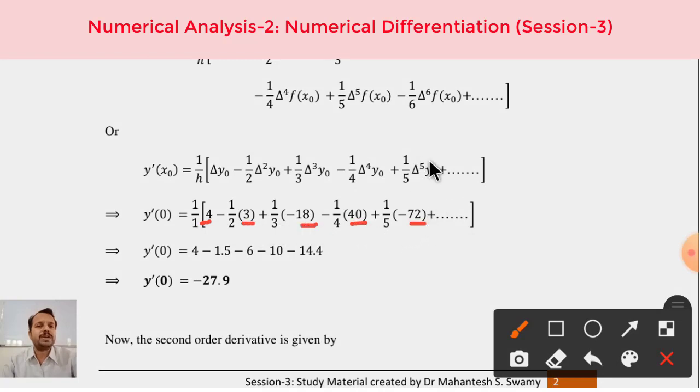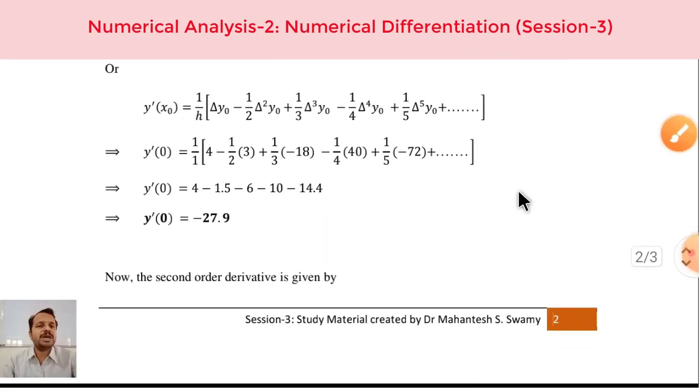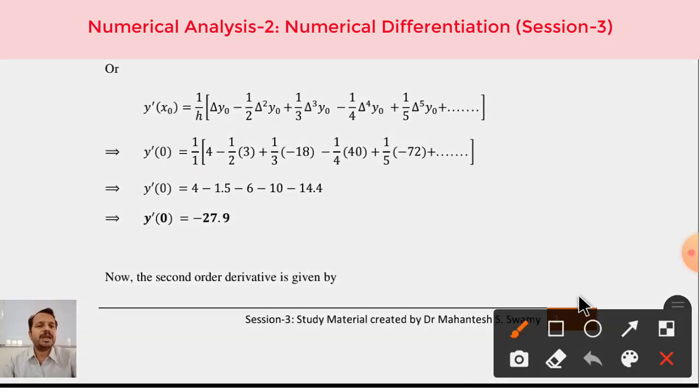Only delta fifth. So let us simplify these terms within the bracket, and this 1 by 1 is 1. So the expression becomes something like this. You can use the calculator and simplify this. You will come to know that the final answer on the right hand side is going to be minus 27.9, and that is the required value of the derivative of y at the initial point x0, that is y dash of 0, we have obtained.